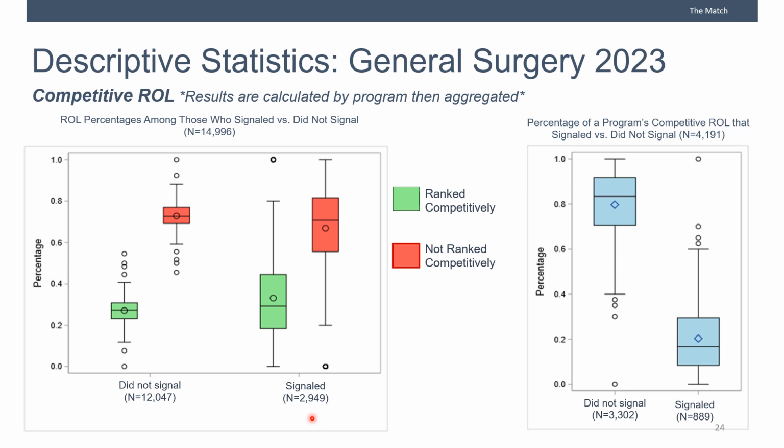This data suggests that applicants who signal have a marginally better likelihood of being ranked competitively compared to those who didn't signal. This is evidenced by that slightly higher percentage of ranked competitively on the signal side of this box plot compared to our non-signalers here.